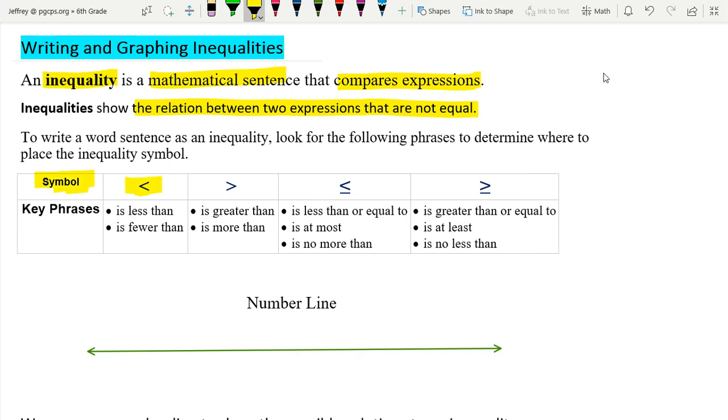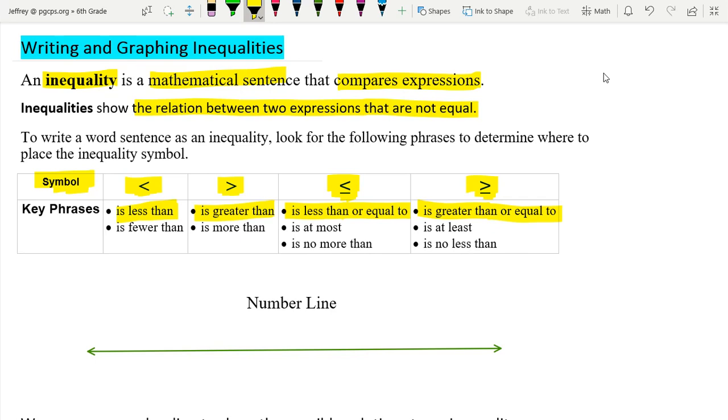The first symbol is our less than symbol. Our second symbol is our greater than symbol. The third one would be similar to a less than symbol, but it has a line underneath, so it is a less than or equal to symbol. The fourth one is our greater than or equal to symbol. Now, how do we know if it's a less than or greater than symbol?